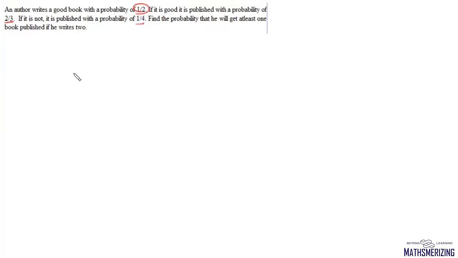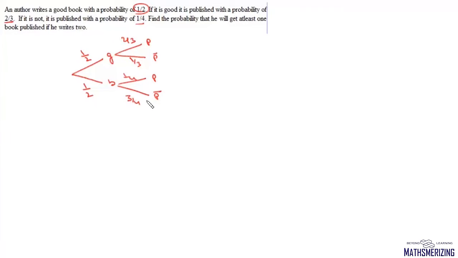Now suppose this author writes a book. Then this book can be either good or bad. Now it is good with the probability of 1 by 2, and it is bad with the probability of 1 by 2. Now if it is good, it will be published with the probability of 2 by 3. So probability of getting it published is 2 by 3, and not getting it published will be simply 1 by 3. Now even if the book is bad, then also it can be published with the probability 1 by 4. So this is probability of getting published, and probability of not getting published is 3 by 4.